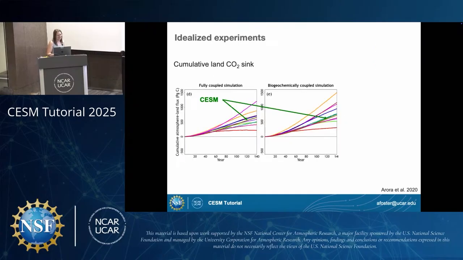If we look at the biogeochemically coupled simulation, we still have pretty large uncertainty. It's also higher. Why do we think the land sink is higher when we're just seeing biogeochemically coupled? So no temperature increases. Here the models are predicting that the land sinks more carbon, like the plants are increasing carbon over time in the biogeochemically coupled simulation compared to the fully coupled.